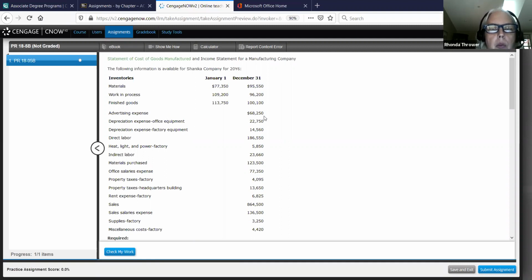Advertising expense would be considered to be a selling expense. And so that's going to end up on your income statement, as will depreciation expense of the office equipment.